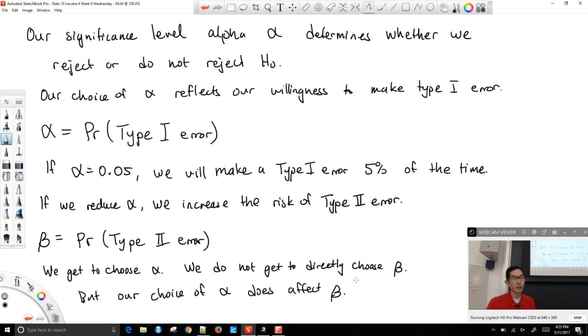All right, so let me give you an example where whether we want to pick a big alpha or a small alpha depends on the context of the situation, on whether we would rather make a type 1 or type 2 error, and which error is worse in what scenario here. I'll let you guys catch up on writing all this down.